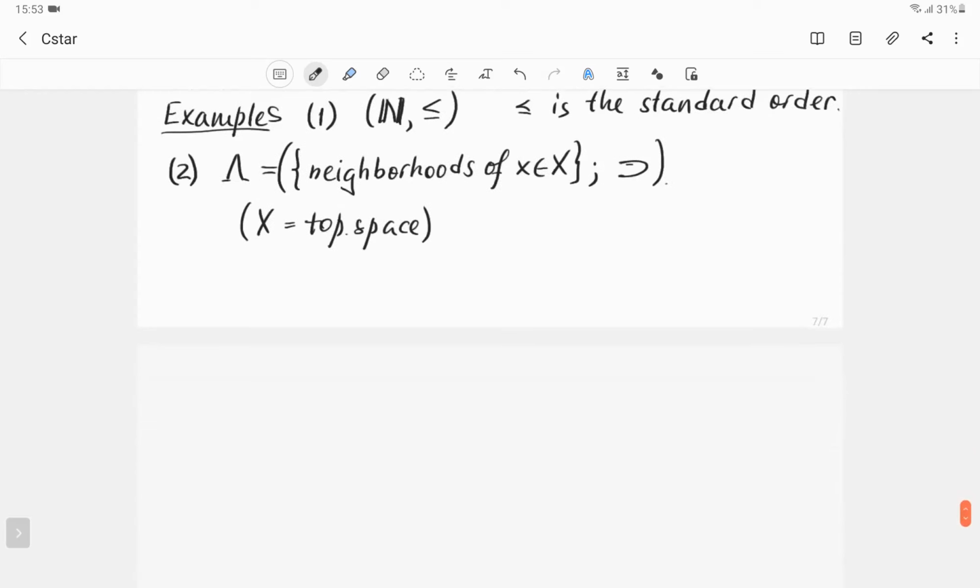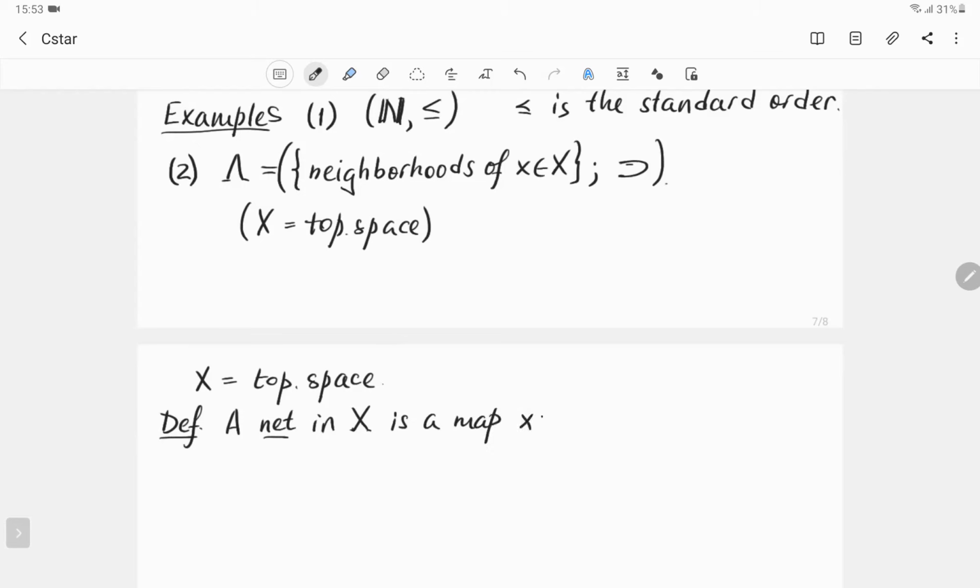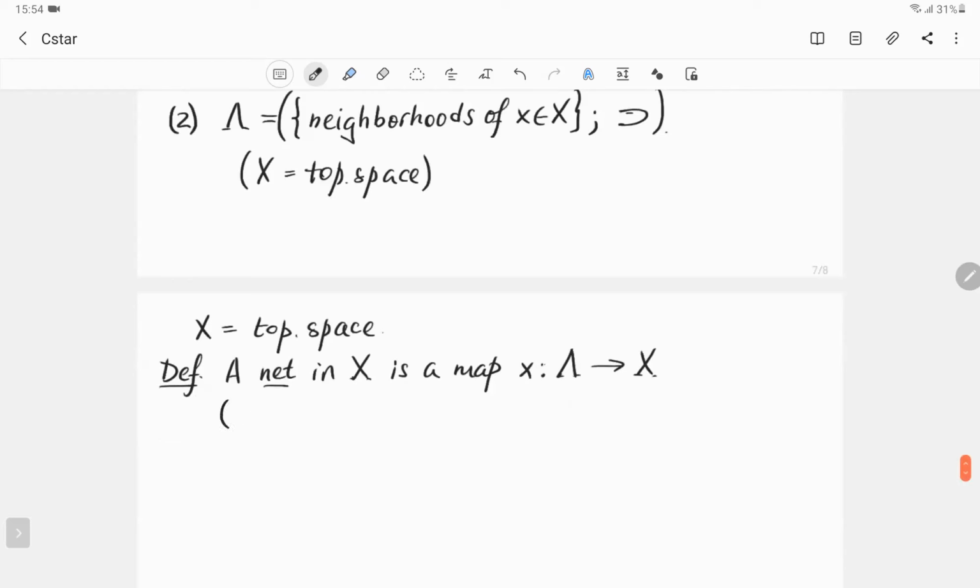Okay. So now suppose that X is a topological space. By definition, a net x is a map, say little x, from a directed set lambda to X. So here, lambda is a directed set. Directed poset.